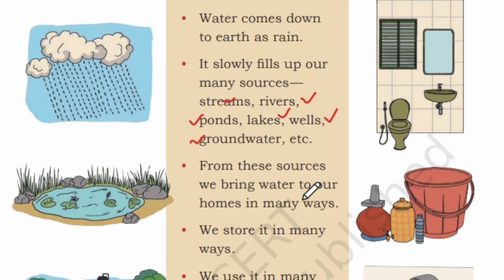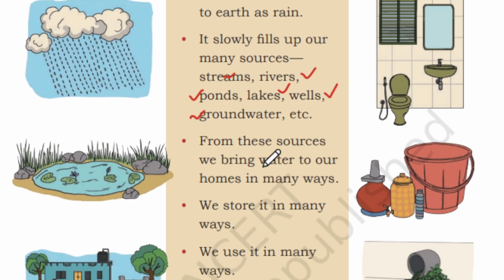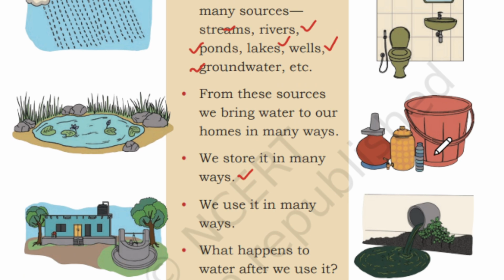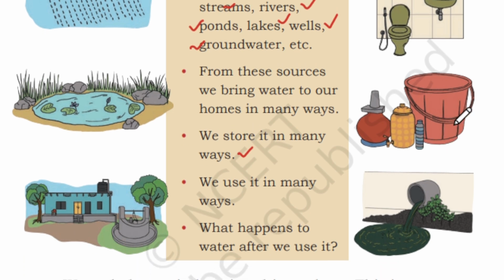From these resources, we bring water to our homes in many ways, like through pipes or through transport or by well. So these are modes of transport to bring water from different places. We store it in many ways. Yes, we store it in many ways, using a bucket or a water bottle or a mud pot or a tank.